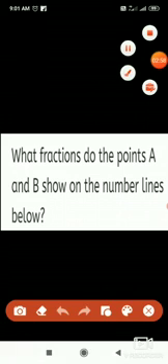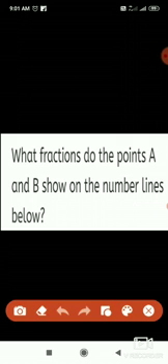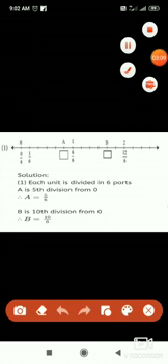So we are solving our practice set 11. First example is, what fractions do the points A and B show on the number line? See students, this is the first example. This is a number line and we find out A and B. Understand? First solution: each unit is divided into 6 equal parts, because 6 is the denominator. That's why 0 to 1, 1, 2, 3, 4, 5, 6, we divided into 6 equal parts.